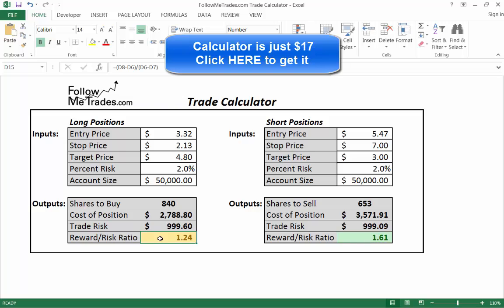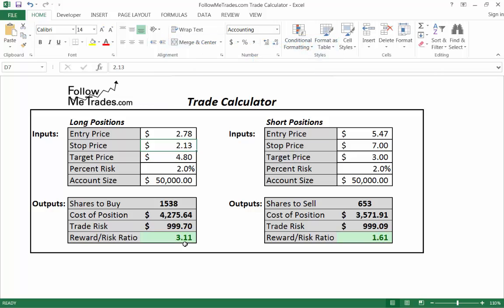So back at my initial entry, my initial target or entry price, which was 278, I had a 3.1 reward to risk ratio. I had the chance to make 3 times as much money as I would lose. So obviously a better trade back at my initial entry price.